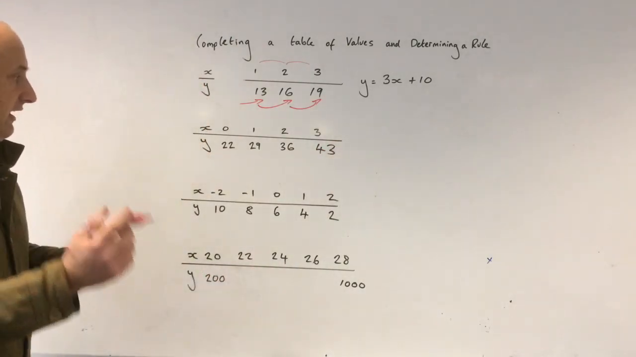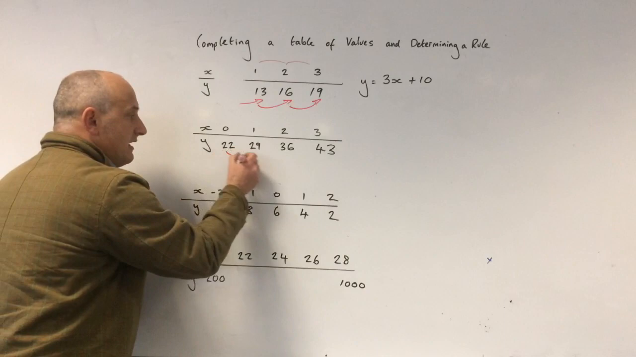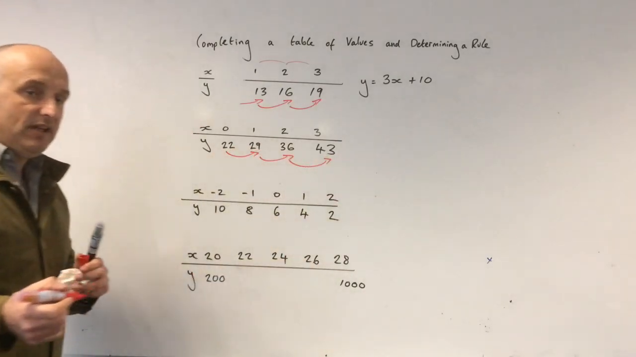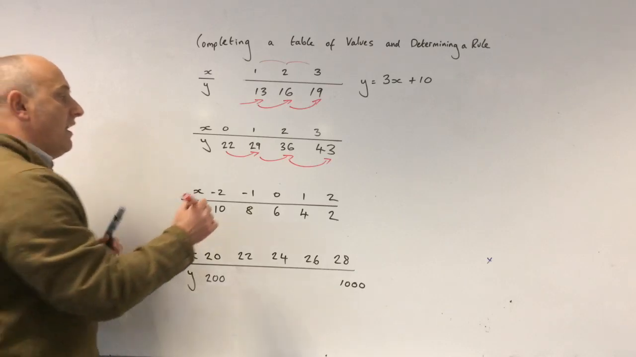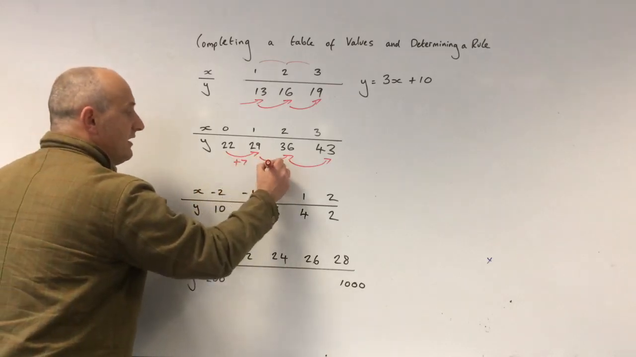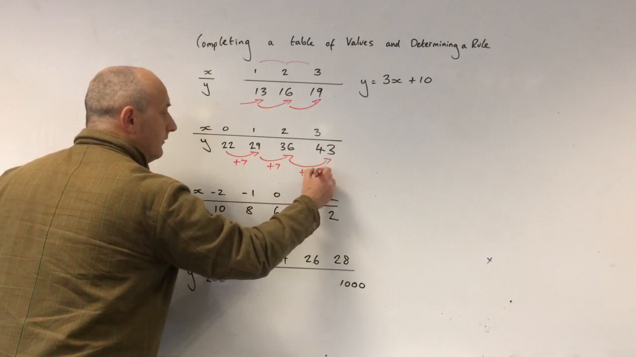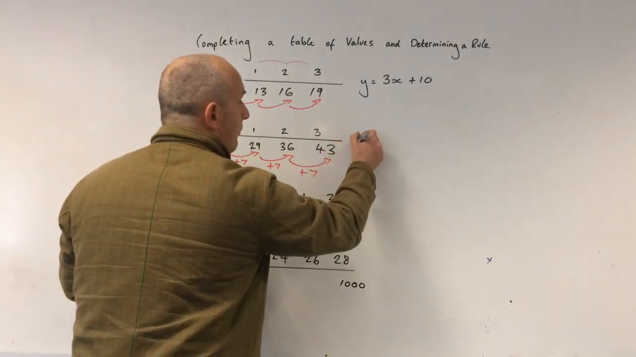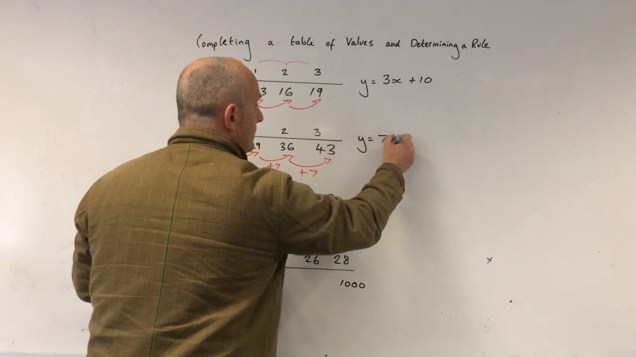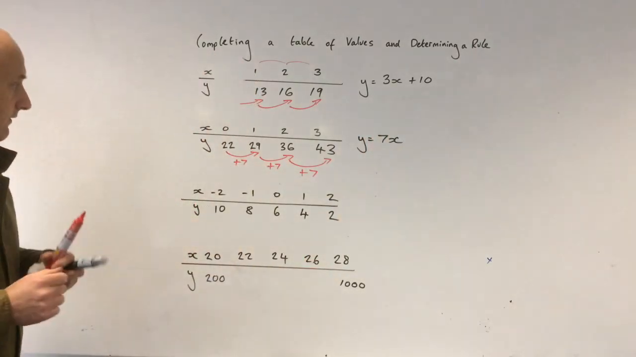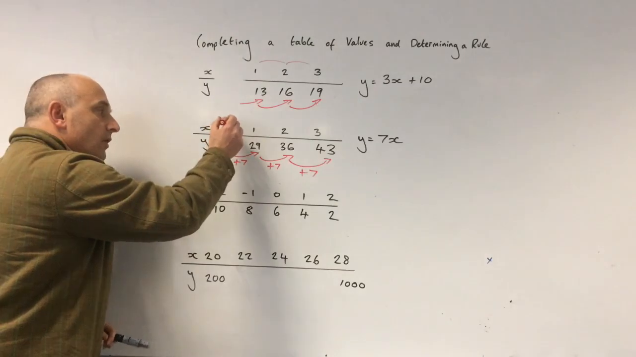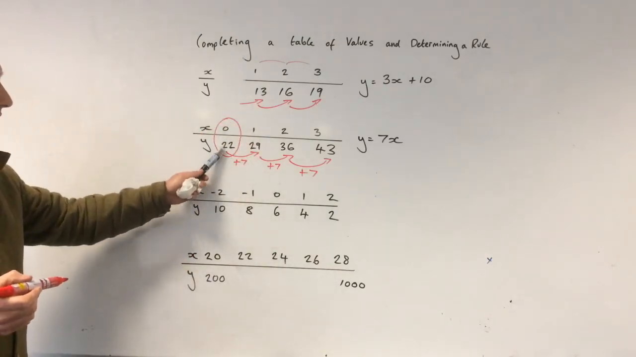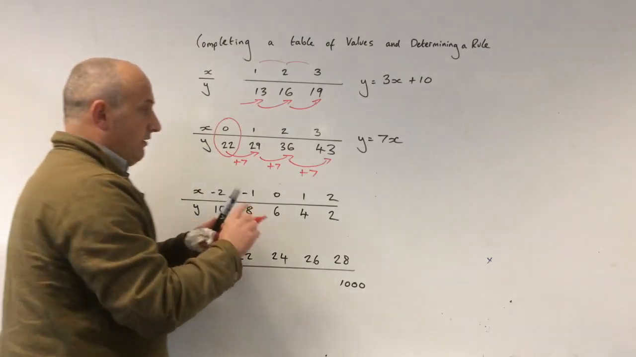Okay, so here you can see one that I've completed, but I don't know what the rule is. So let's have a look here. What are we doing each time? We are adding 7 each time. Okay, so I know it's y equals 7x, look to the 0, plus 22.